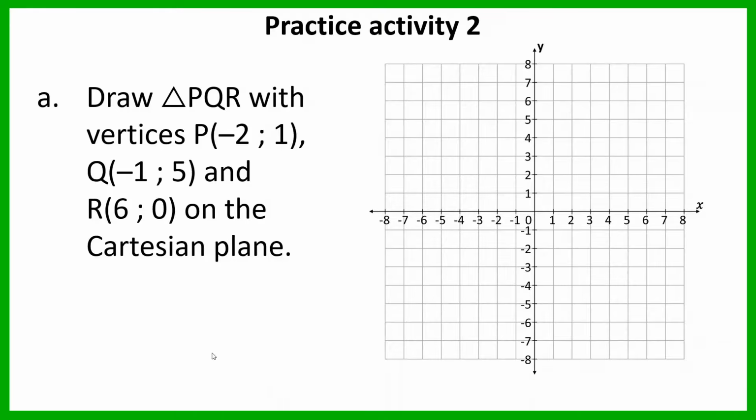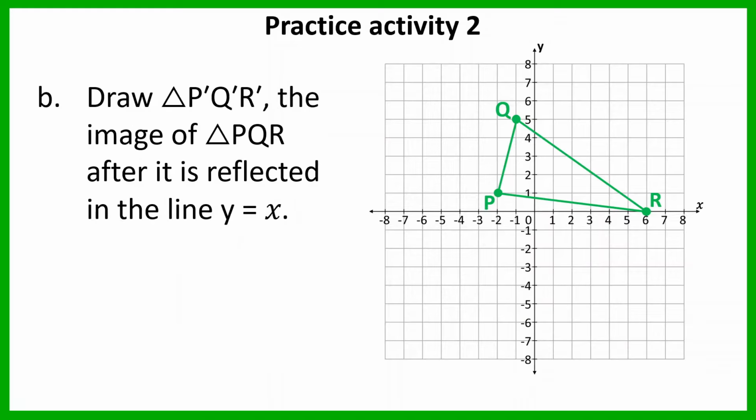Okay, so first of all, the point P has the coordinates (-2, 1), so that's going to be this point over here. Q is the point (-1, 5), so that's over here. And R is the point (6, 0), so that's over here. Then when you join it up, you get a triangle that looks like that. Okay, the next thing you're going to do is draw triangle P prime Q prime R prime, which is the image of triangle PQR after it is reflected in the line y = x. I'm going to give you 1 minute to do this question.